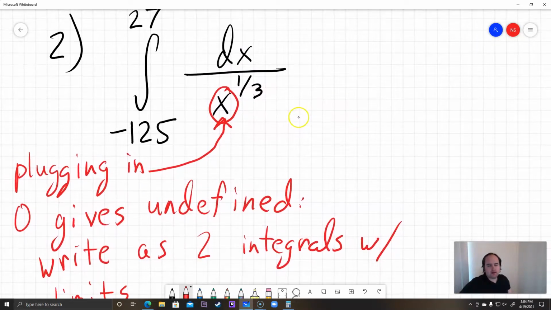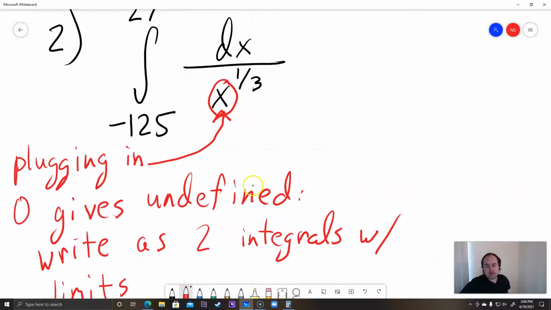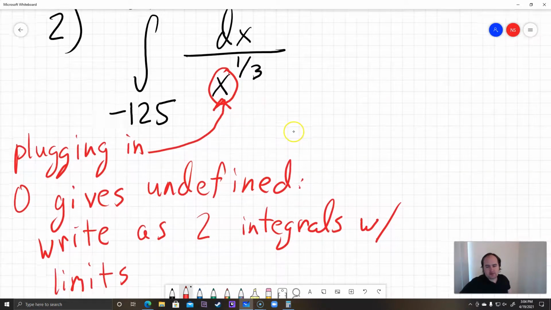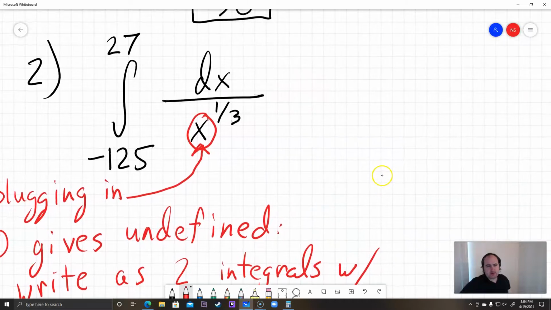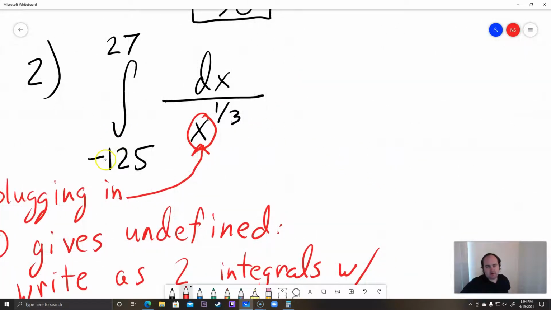Okay, so how are we going to do this? Well, because 0 gives undefined, we write it as two separate integrals with limits. So how's that going to work? Well, basically we're going to do everything from negative 125 to 0, and then everything from 0 to 27. So those are going to be our two integrals.